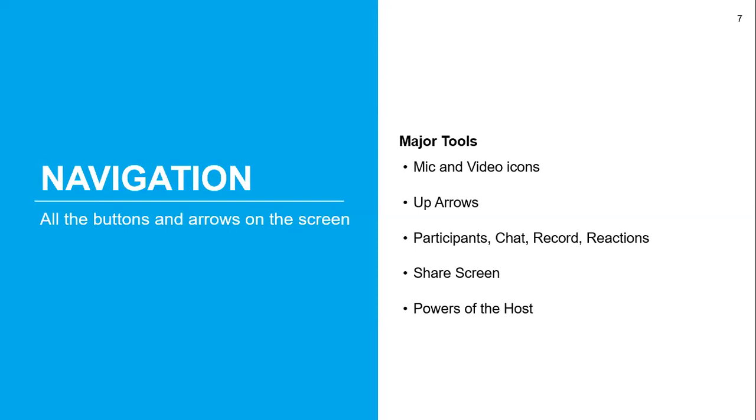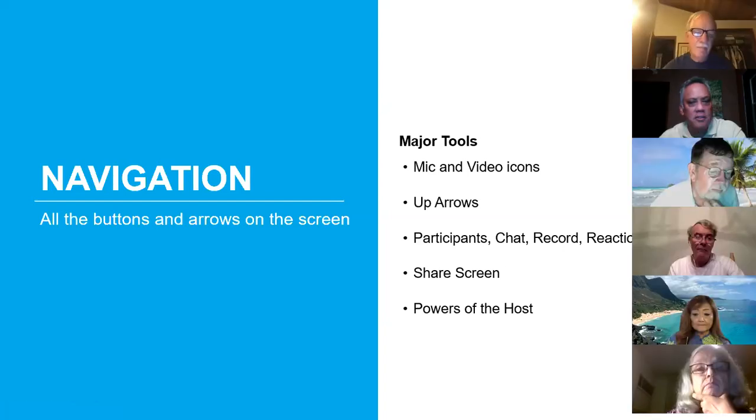Now, if you're down at the bottom looking at that dashboard, you're going to see up arrows, and when you click on those up arrows, you'll get microphone options. You can go on speaker mic, all of that kind of stuff. And the other arrow next to the camera allows you to do other things like virtual backgrounds. Let me come back over here and see if I can do that.